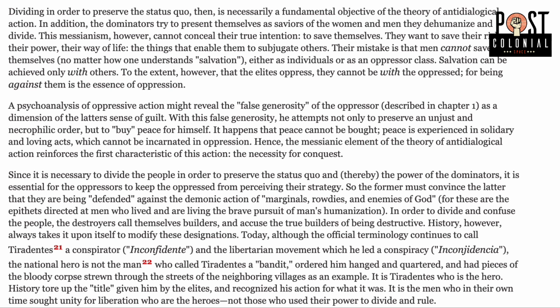Today, although the official terminology continues to call Tiradentes a conspirator, and the liberation movement which he led a conspiracy, the national hero is not the man who called Tiradentes a bandit, ordered him hanged and quartered, and had pieces of the bloody corpse strewn through the streets of the neighboring villages as an example. It is Tiradentes who is the hero. History tore up the title given him by the elites and recognized his action for what it was. It is the men who in their own time sought unity for liberation who are the heroes, not those who use their power to divide and rule.